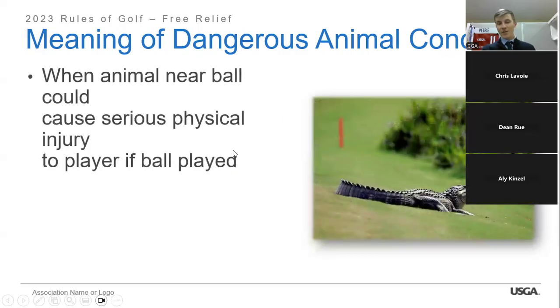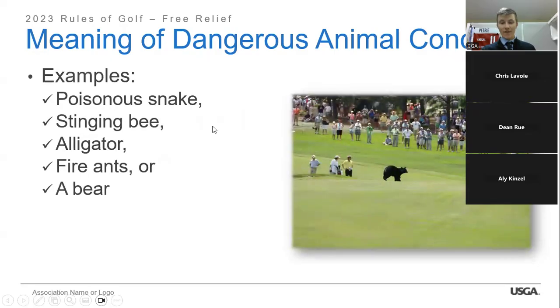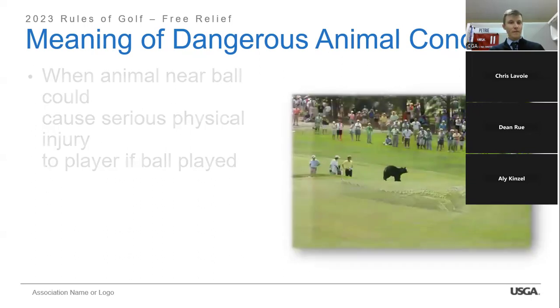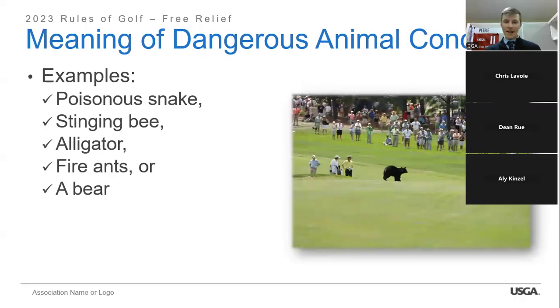I'll highlight here, physical. If you're deathly afraid of butterflies and you're terrified of them, it's not going to qualify for dangerous animal condition. It has to be a physical threat, not just a psychological one. Examples are snakes, bees, ants, anything that you deem may cause you harm. I often get the question, how do you know if a snake is poisonous or venomous? How do you know if an ant is a dangerous ant? You're using your best judgment. If you know they're in the area, please take relief.